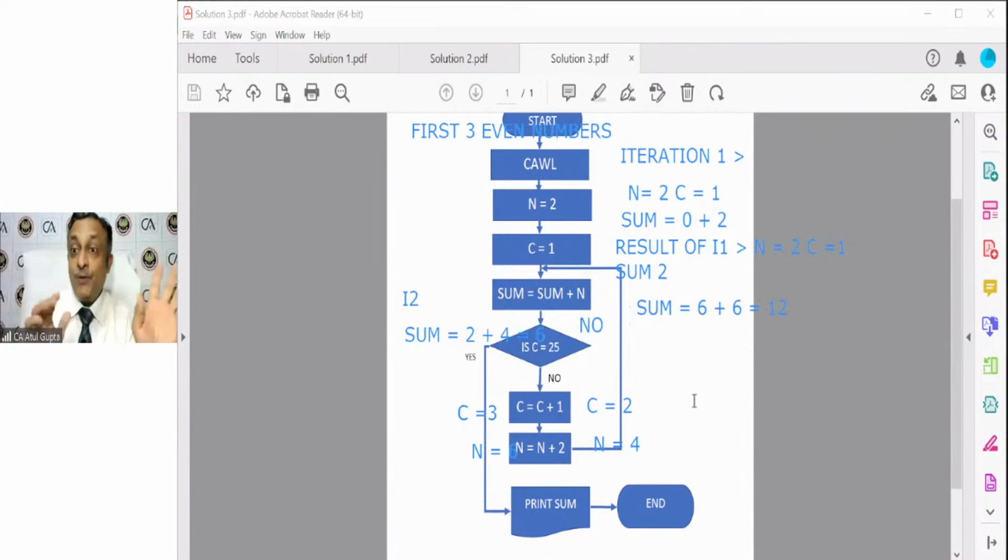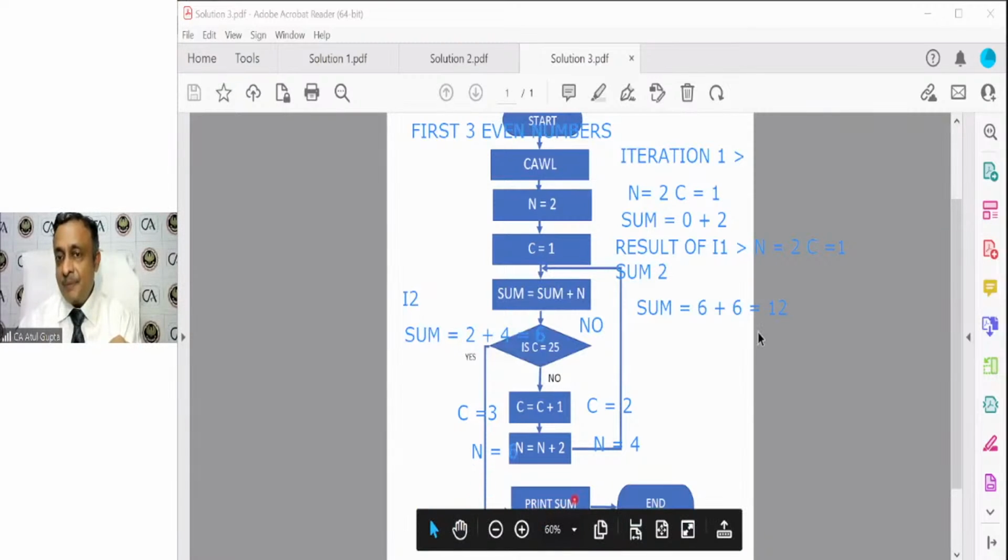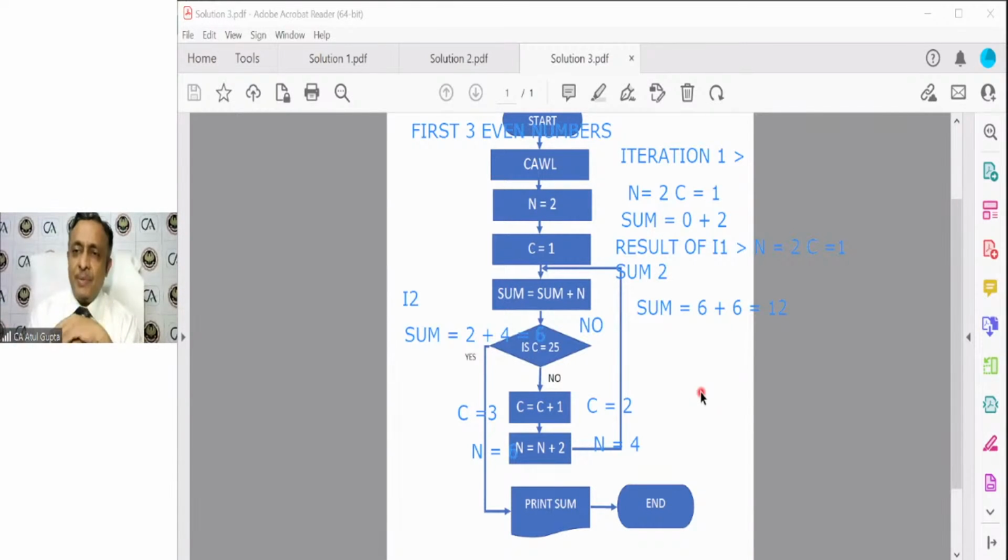Again, the loop is running. Is C equal to 3? Yes. Now the value of C is 3. So now the answer is yes. As soon as you see yes, it prints the sum, that is 12, and ends. That is what we call a dry run. So when you draw a flowchart in examination, always do this. This can be part of your working note. It allows you to get full marks in exam.